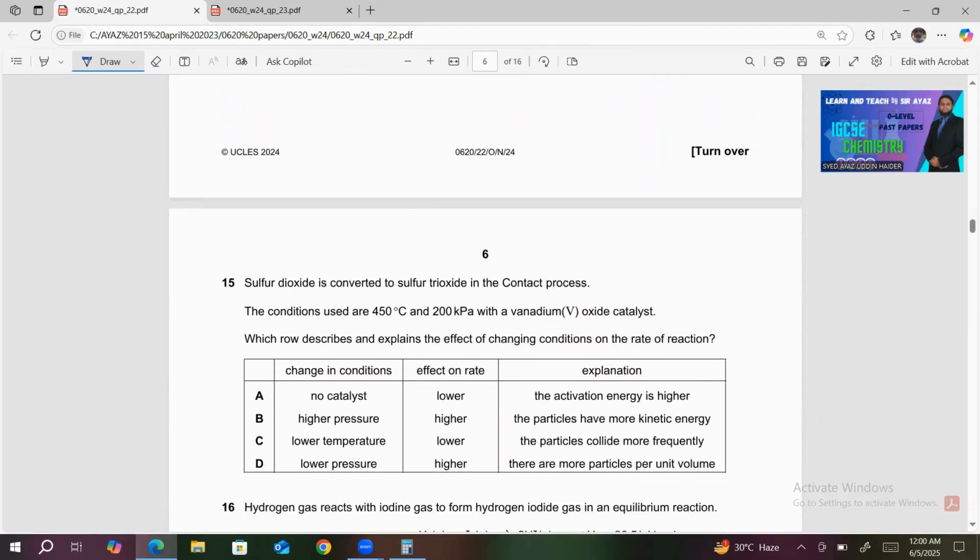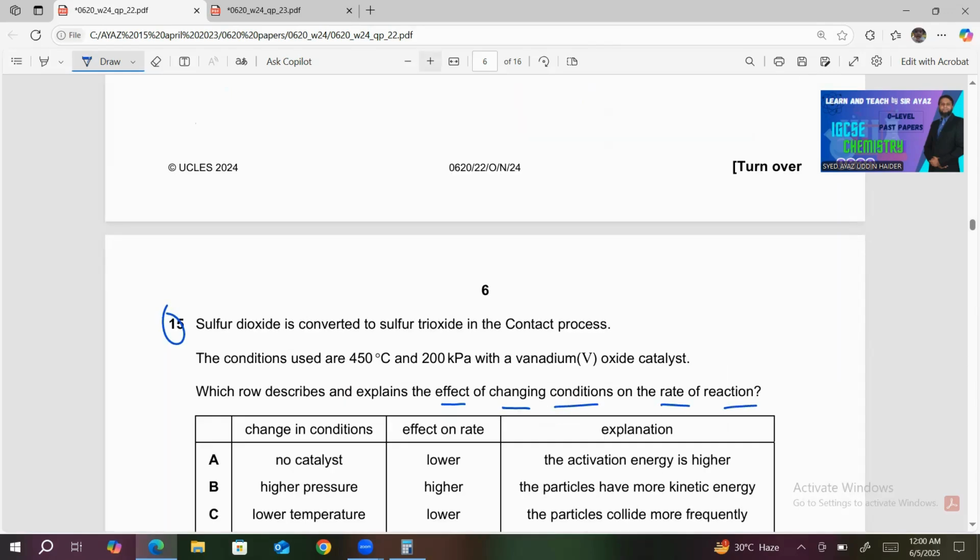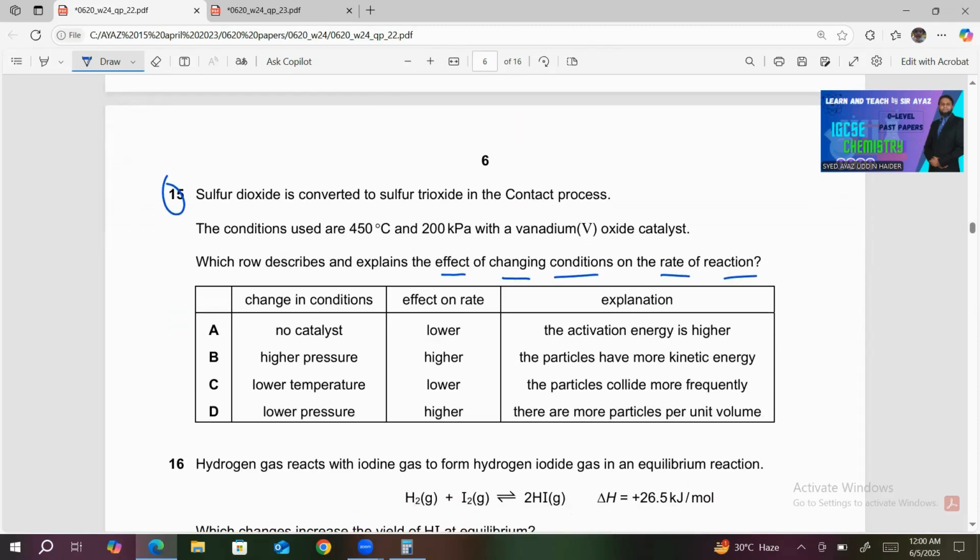Move to next MCQ, which is 15. Sulfur dioxide is converted to sulfur trioxide in the contact process. The conditions used are 450 degrees centigrade and 200 kilopascal with a vanadium 5 oxide catalyst. Which row describes and explains the effect of changing conditions on the rate of reaction? Now they are saying effect of changing conditions on the rate of reaction. If no catalyst is added, what will happen to the rate? Will it lower the rate and the activation energy is higher? This statement looks correct to me because the requirement for the activation energy will be higher in the absence of catalyst, and the effect on rate will be that it gets lower.